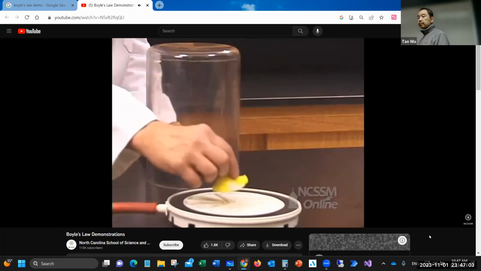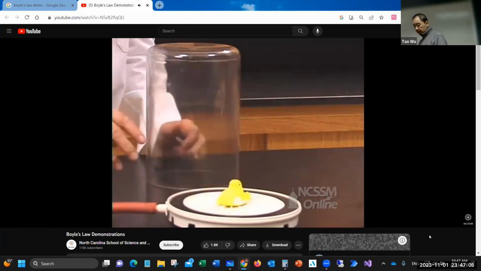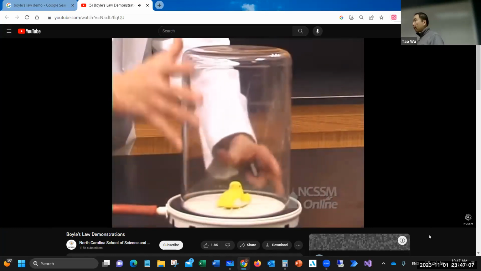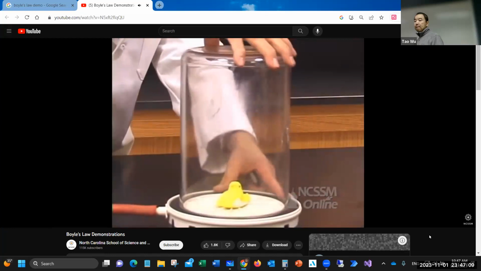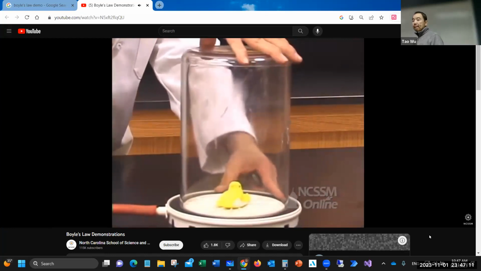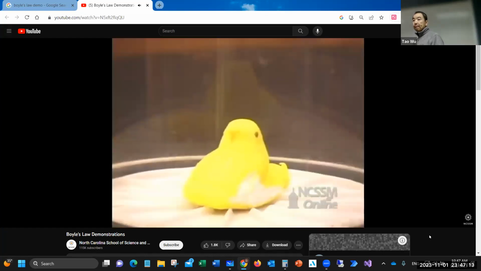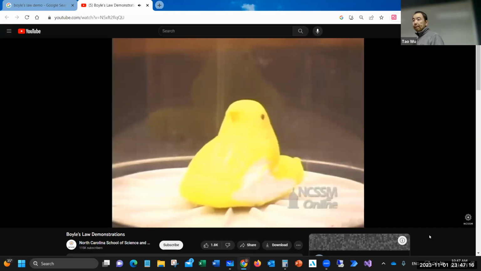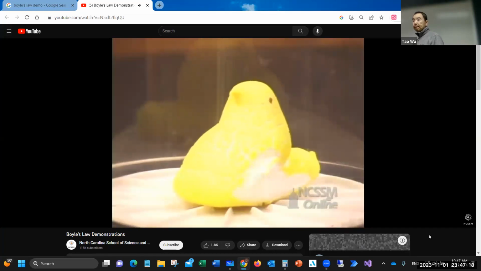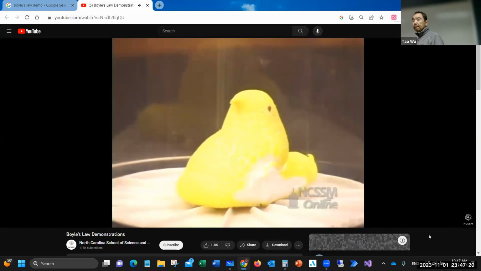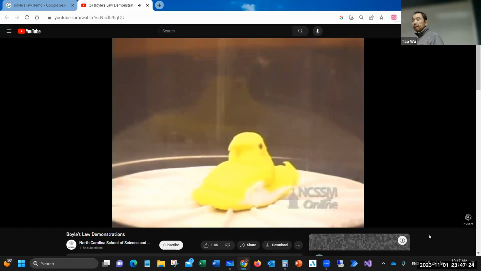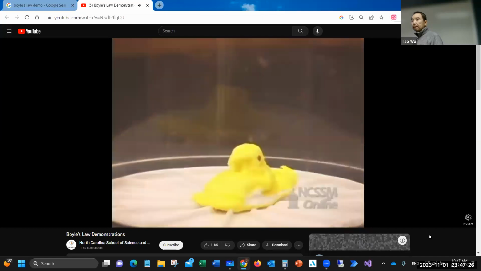As another demonstration of Boyle's law, we will put a marshmallow peep into our vacuum jar. The marshmallow contains air trapped in a mixture of gelatin and sugar. As we apply the vacuum, the pressure outside is lower than the pressure inside. The air in the peep will expand to try and equalize the pressure. When we release the vacuum, the pressure increases and the volume decreases.